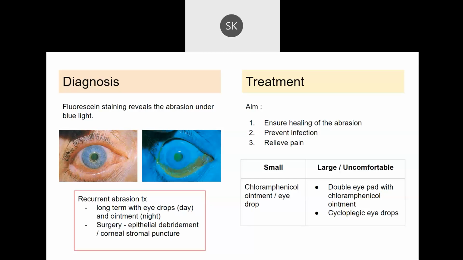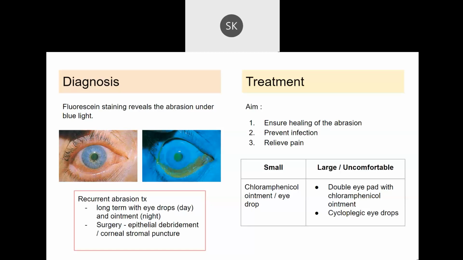Okay, so as for management, our aim is number one, ensure healing of the abrasion. Number two, prevent infection and also relieve pain due to the corneal abrasion. So we can divide it. The treatment is divided based on the size or whether it's uncomfortable to the patient or not.